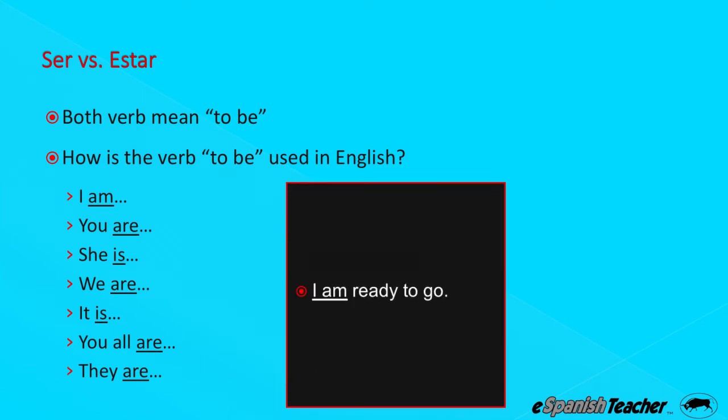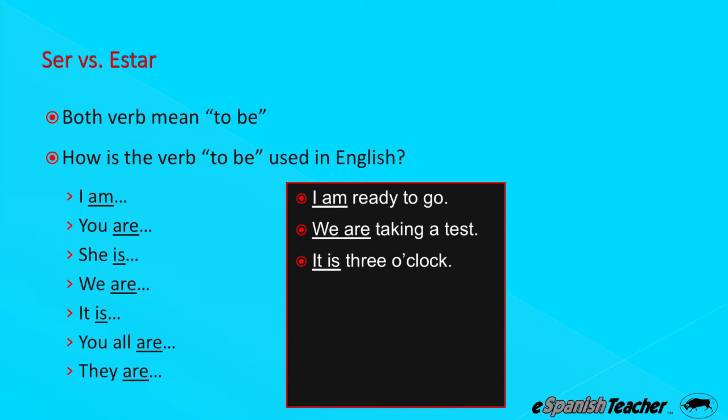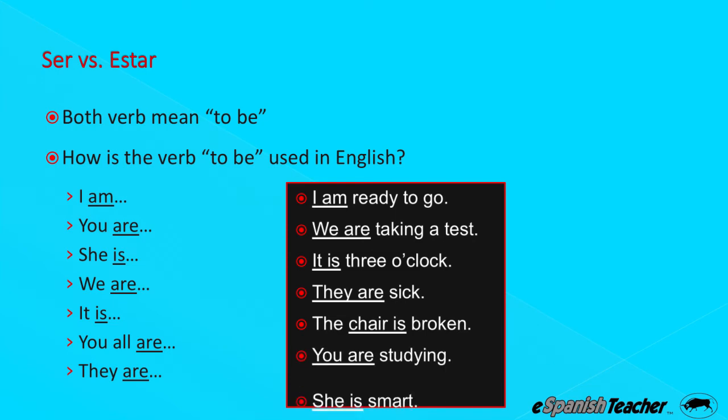Let's complete these statements. I am ready to go. We are taking a test. It is 3 o'clock. They are sick. The chair is broken. You are studying and she is smart. Think about all the times during the day when you use statements like this, when you're using words like am, are, and is. These are perfect examples of where we use the verb to be in English.